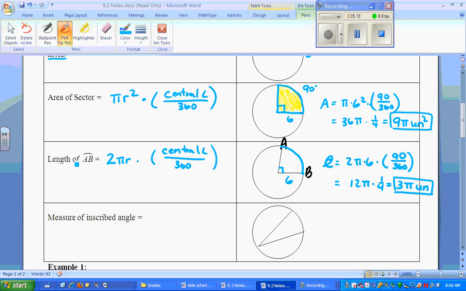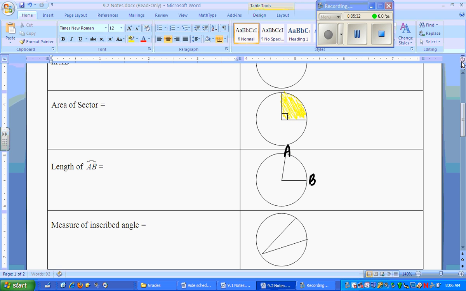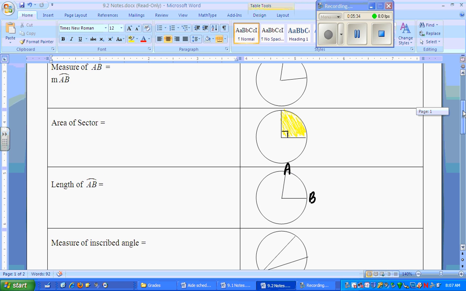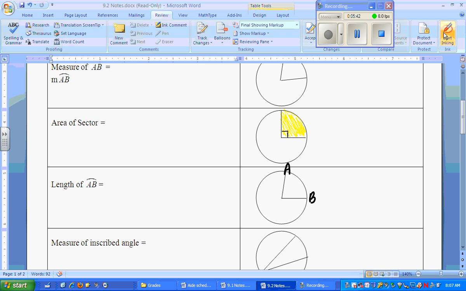So anytime you want a length or an area of a sector, you need to have the percentage of what you are looking at. So it's the central angle over 360 that gives you that piece. Okay, remember, measure and length are two different things.